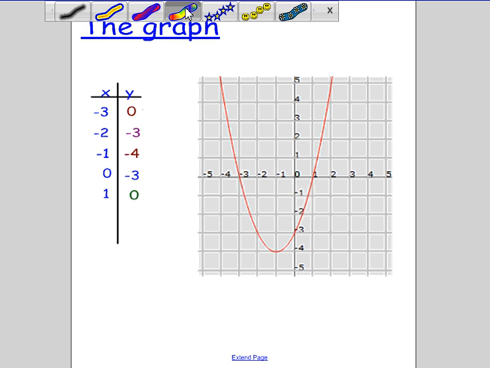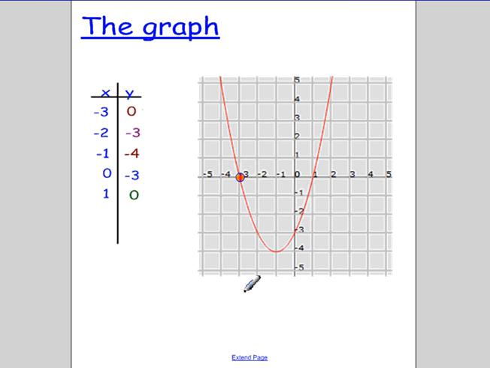What we would do first, in this case I'm going to do it kind of backwards, is plot the points first. So negative 3, 0. We have negative 2, negative 3, so go over 2, down 3. So there's another point. Negative 1, negative 4. Then 0, negative 3. And then 1, 0. So there are the points that we plotted, that we found.